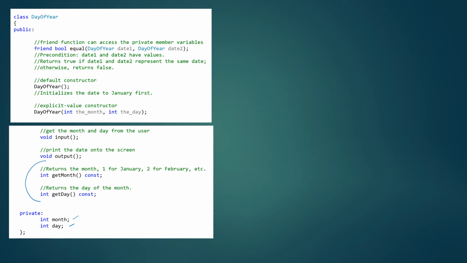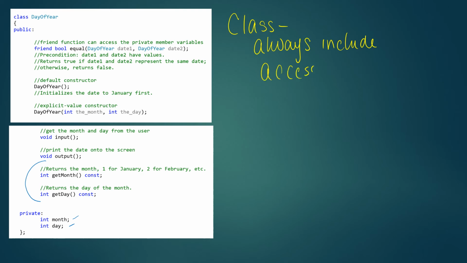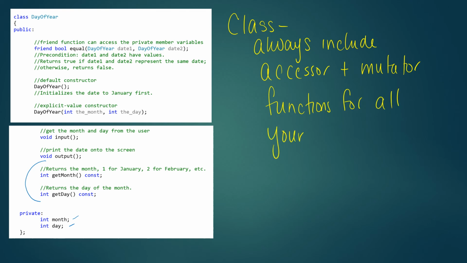So I'm going to write that down. In a class, you should always include accessor and mutator functions for all your private member variables.